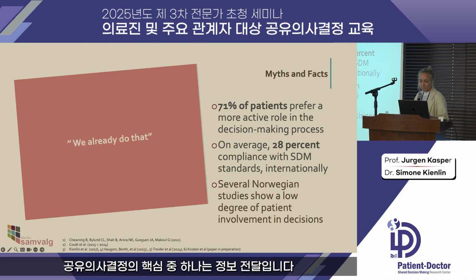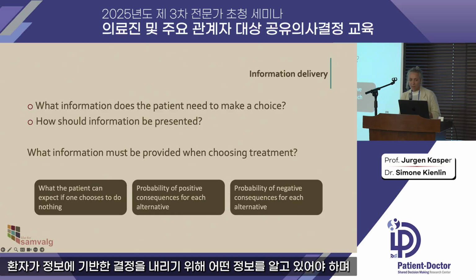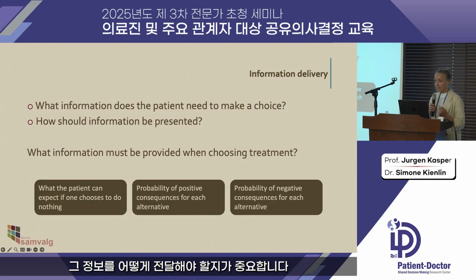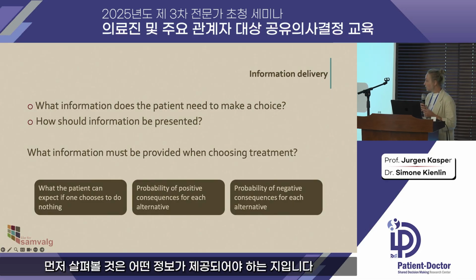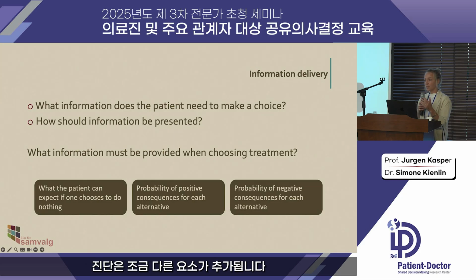So one of the cores of shared decision making is information delivery. What information does the patient need to make an informed decision, and how should the information be presented? First, what information must be provided when choosing a treatment? This is regarding treatment and not diagnosis, because there are some additional elements coming in.